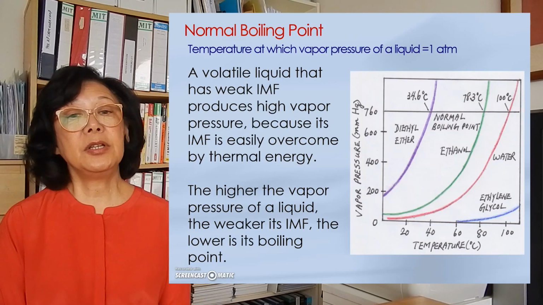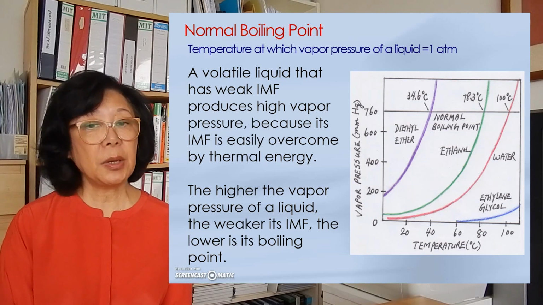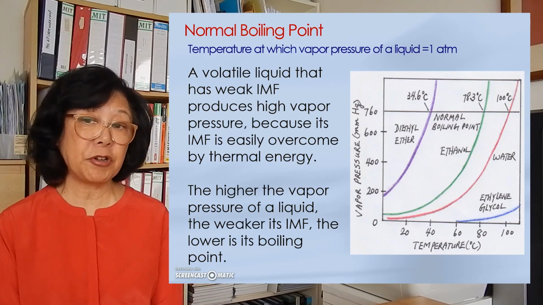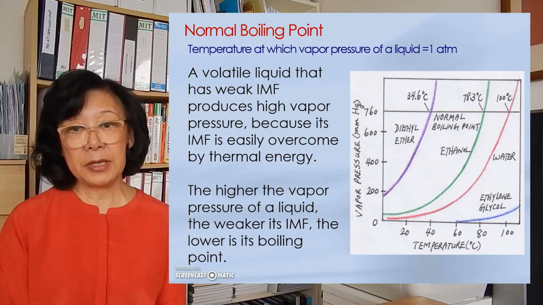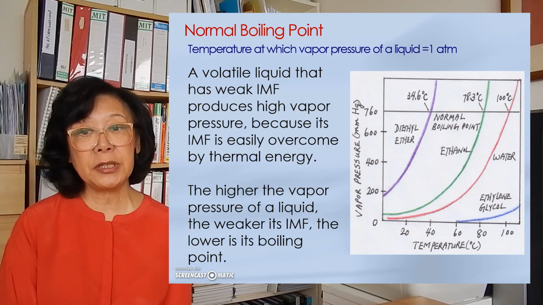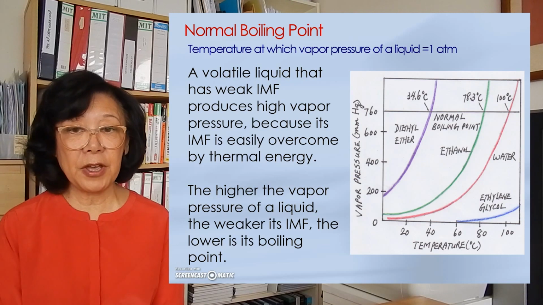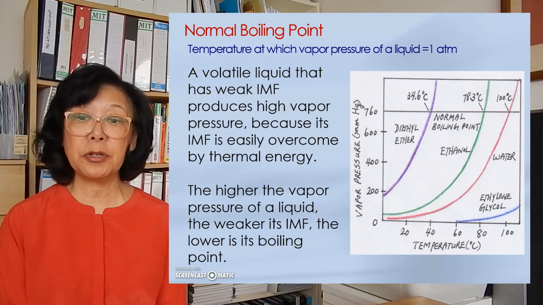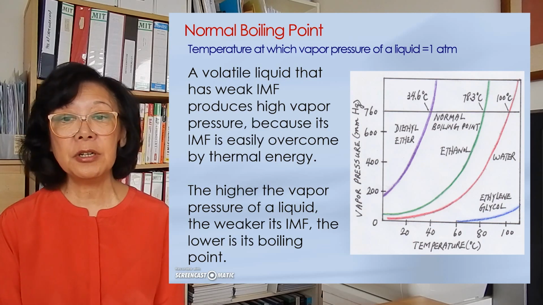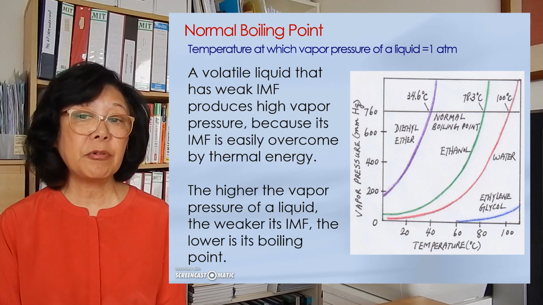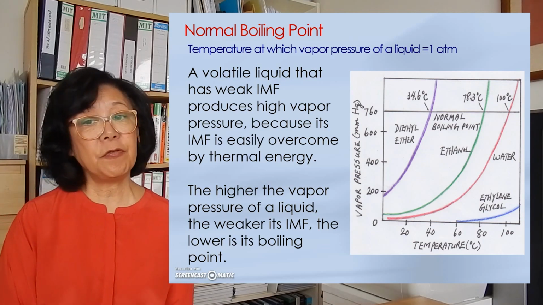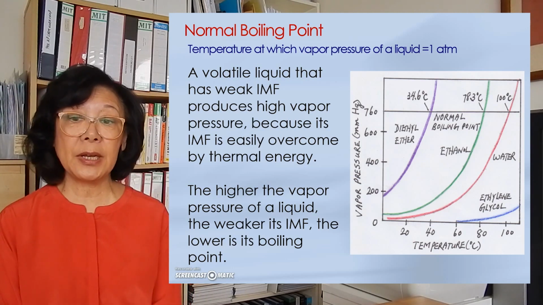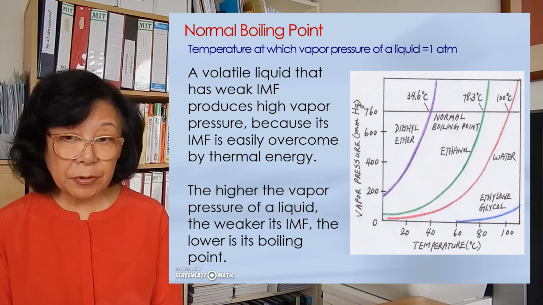Now, the normal boiling point is defined as the temperature at which the vapor pressure of a liquid is equal to atmospheric pressure, or 1 atm. Here's a graph that's very useful in defining the boiling point of various liquids. When you go to the vapor pressure of 760 millimeters of mercury, which is 1 atmospheric pressure, we can actually read the boiling point off the graph, 34.6 being diethyl ether, 78.3 being that of ethanol, and 100 being that of water.